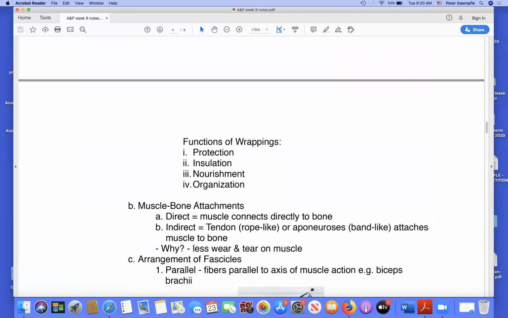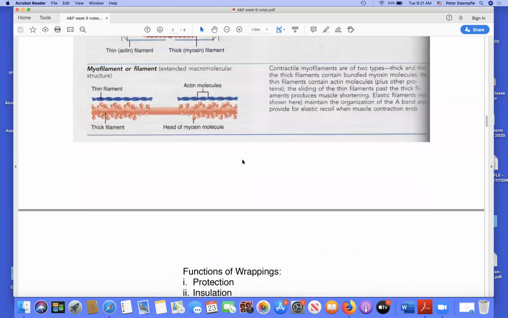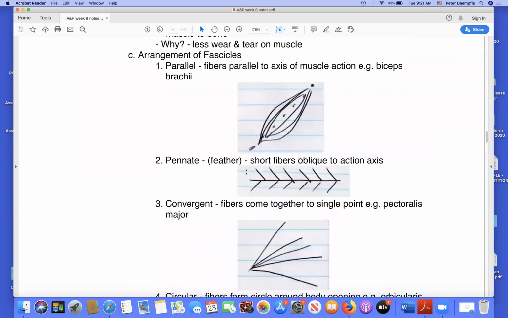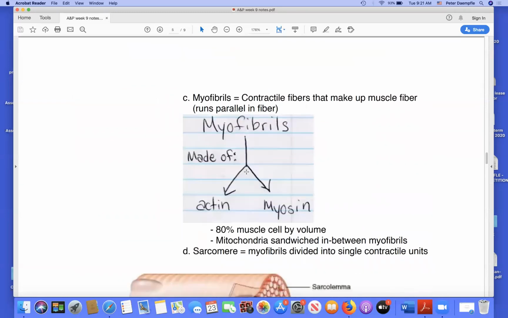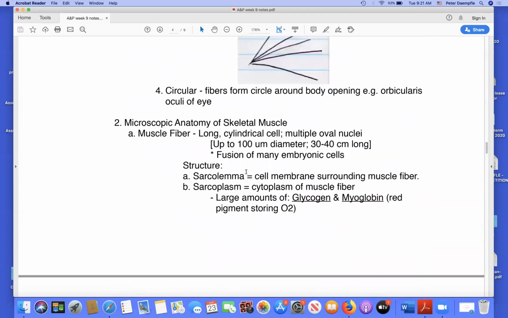The functions of the wrappings: protection, insulation, nourishment, organization. All right. I just want you to realize that those are the functions of how and why we have all these wrappings around the muscle. I'm going to discuss the structure of the sarcomere in just a moment.